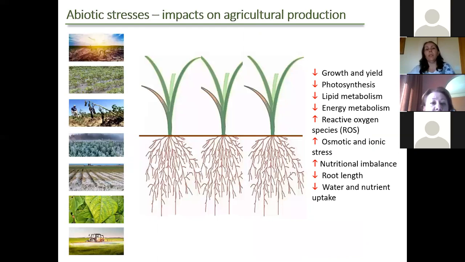When we are talking about the impact of abiotic stress on plants, we can say in a general way that they will decrease the growth and yield of plants, also the photosynthesis capacity, the lipid and the energy metabolism, and also cause an increase in reactive oxygen species, which will lead to oxidative stress. In most cases, we also observe an increase in osmotic and ionic stress, and also a nutritional imbalance. It's often observed also a reduction of root length and a reduction of water and nutrient acquisition or uptake.